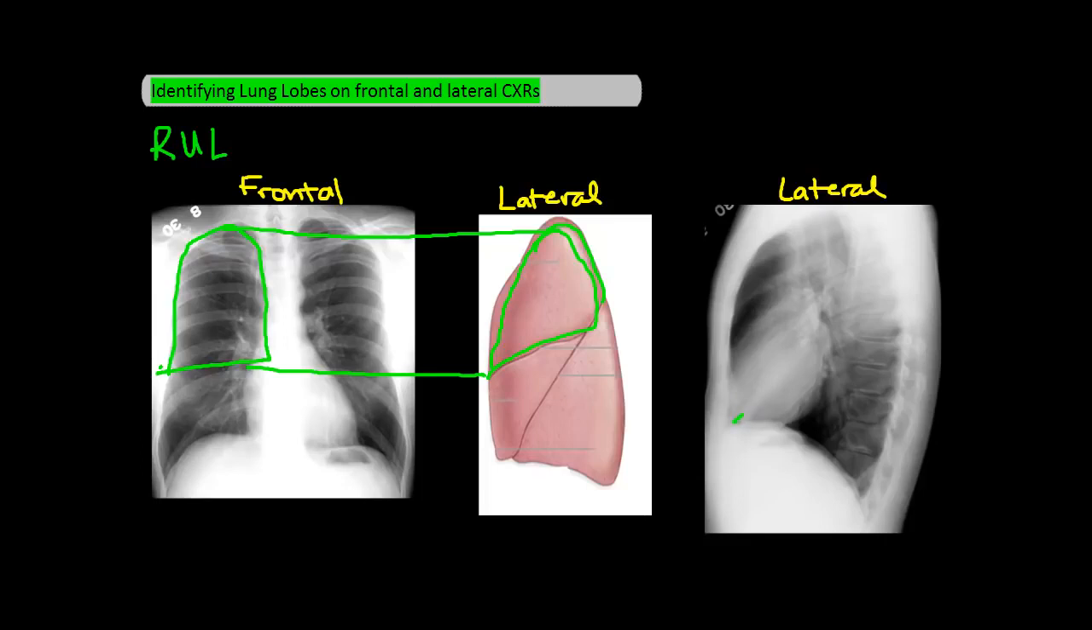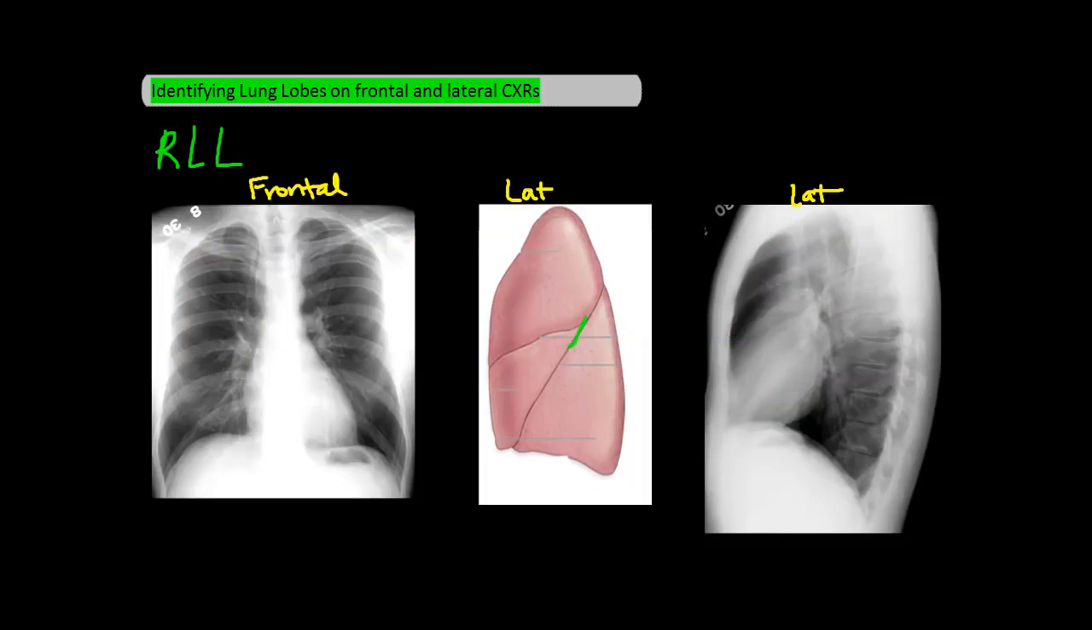For the lateral chest x-ray, you have to identify the oblique fissure as well as the minor fissure, as these are the borders of the right upper lobe. And so the right upper lobe is this whole thing here. And again, if we draw lines from the diagram across, this will make sense. Next up is the right lower lobe, which is here in the diagram, and here on the frontal x-ray.